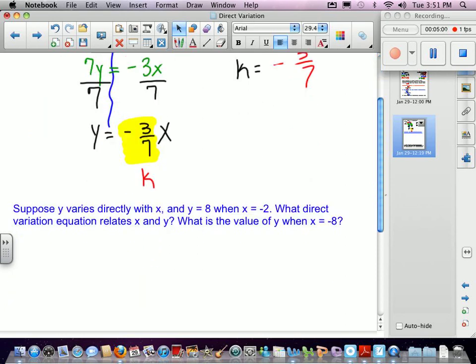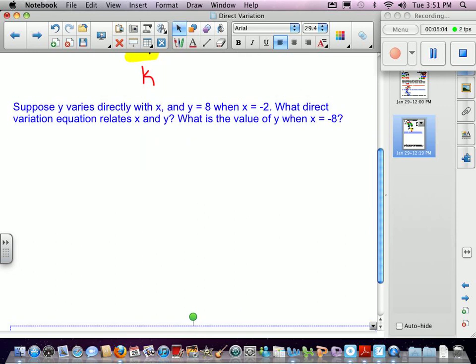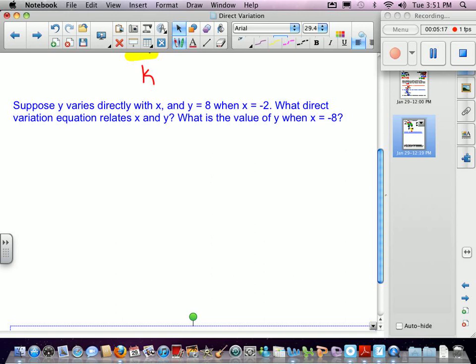Alright, in the next problem that we have, suppose y varies directly with x, and y equals 8 when x equals negative 2. What direct variation equation relates x and y, and what is the value of y when x equals negative 8? So most of you who have had previous experience are probably going to want to just set up a proportion. But what we actually have to do is come up with the equation because of this part right here.